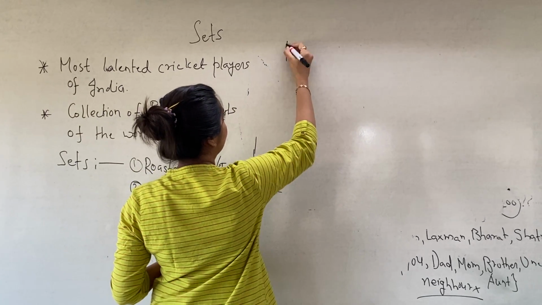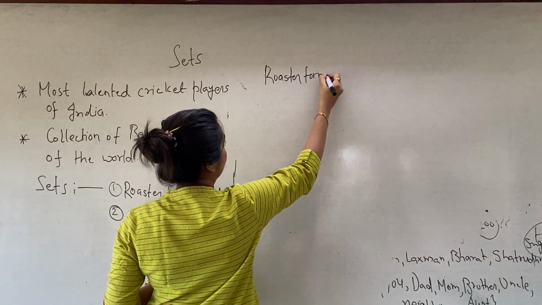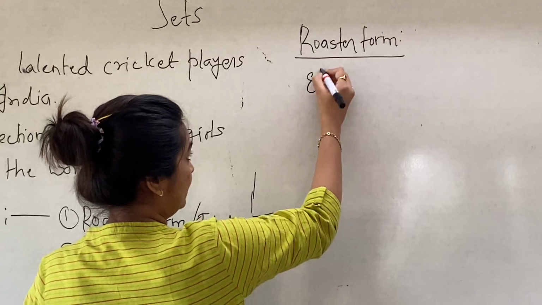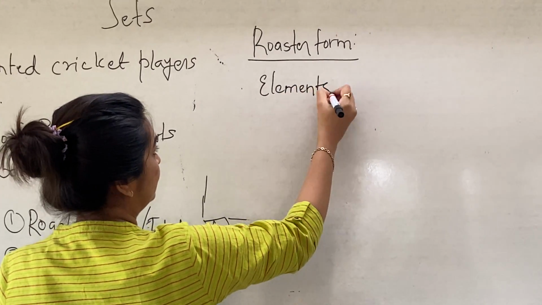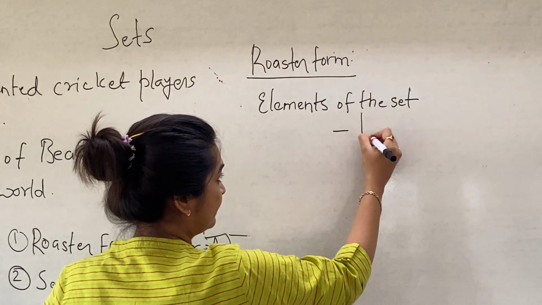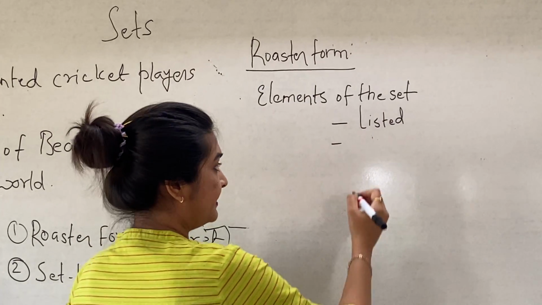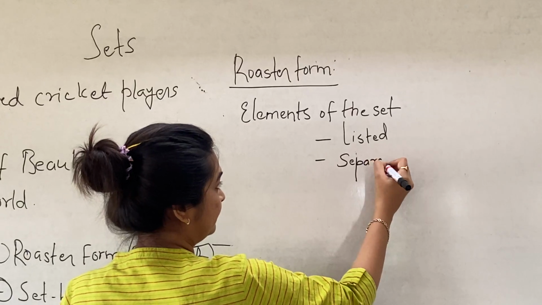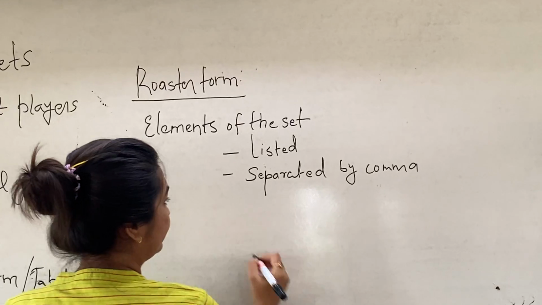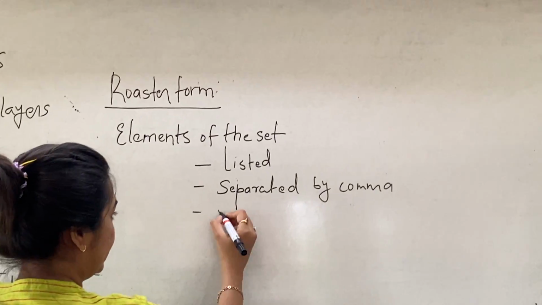In roster form, elements of the sets are listed. Next, they are separated by comma, and the third is enclosed with the curly braces.